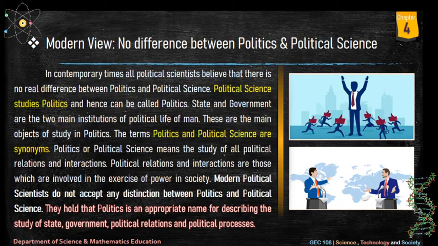State and government are the two main institutions of political life of man. These are the main objects of study in politics. The terms politics and political science are synonyms. Politics or political science means the study of all political relations and interactions. Political relations and interactions are those which are involved in the exercise of power in society. Modern political scientists do not accept any distinction between politics and political science. They hold that politics is an appropriate name for describing the study of state, government, political relations and political processes.